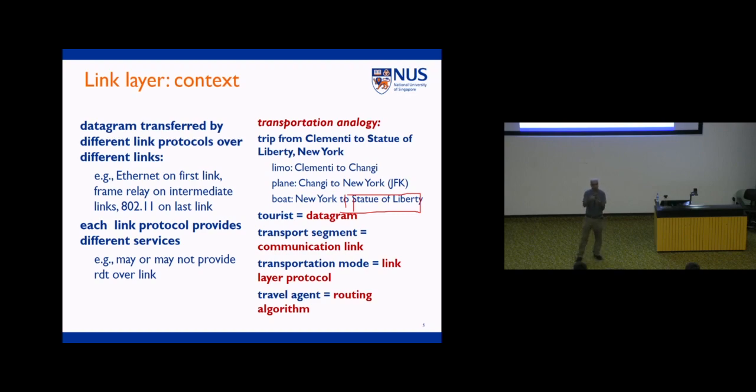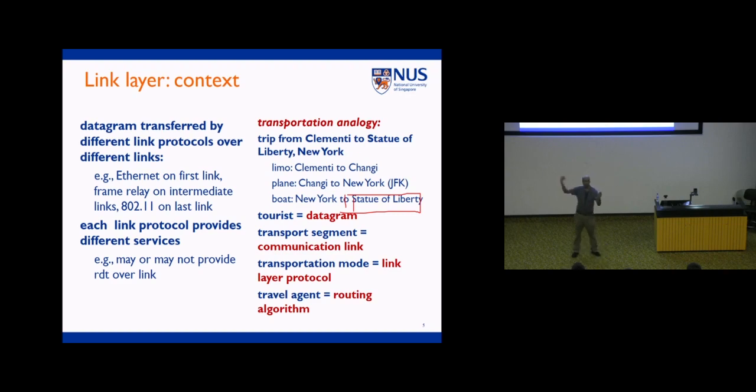So when I did the planning that I have to go from home to the airport in Singapore to New York, then a boat, that's the equivalent of the routing protocol. The routing protocol said, you're going to follow this path. Done. But now to get from here to the airport, Changi, I have to maybe take a taxi. So that's the equivalent of the link layer protocol. In this case, the link layer protocol moved me from, let's say, NUS to Changi. And the protocol I used was a taxi.